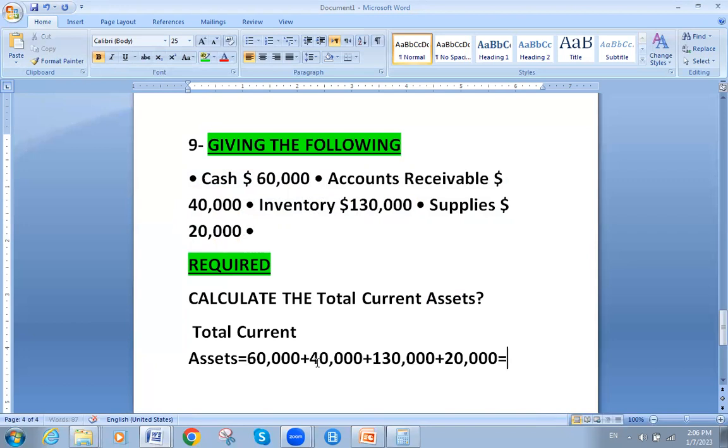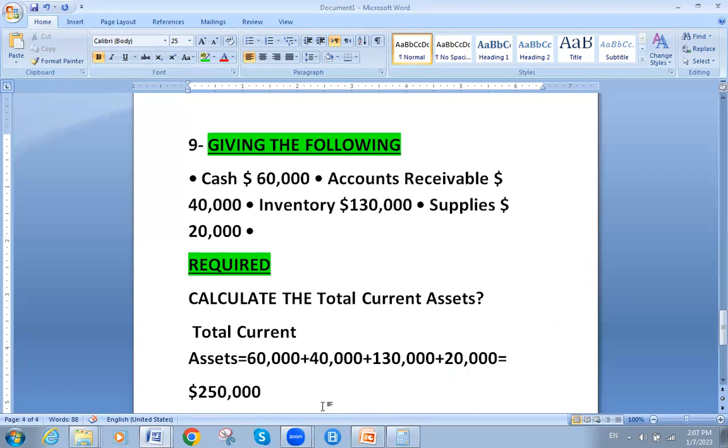The total will equal 60 and 40. This is 100, 130, 230, and 50,000. This will be 250,000. Of course, dollars, the sign of the dollar. This is dollars, Control and C. So this will be in dollars as well, 250,000. And I can do it here down if you want. So that it will be, 60 and 40, this is 100, 130, 230, and 20 will give me 250. So that is regarding the question of the assets.